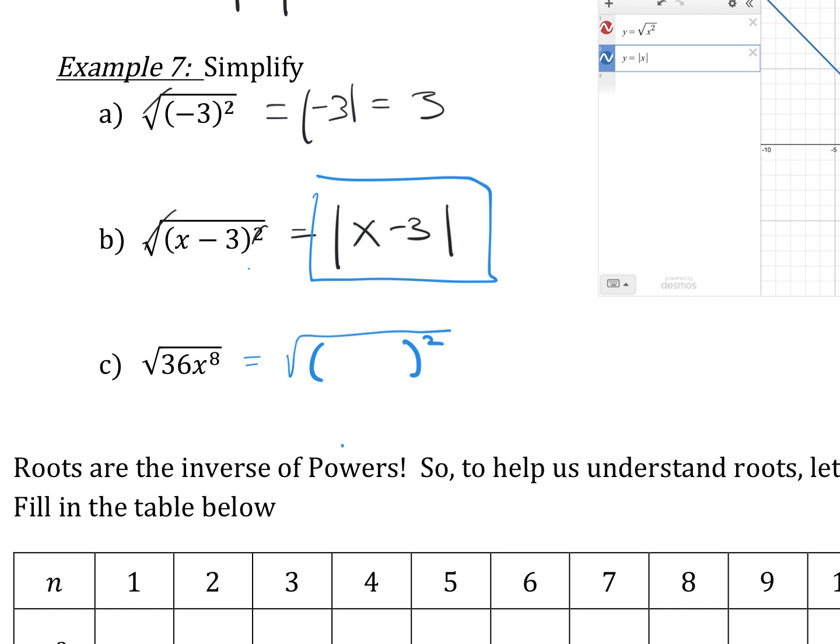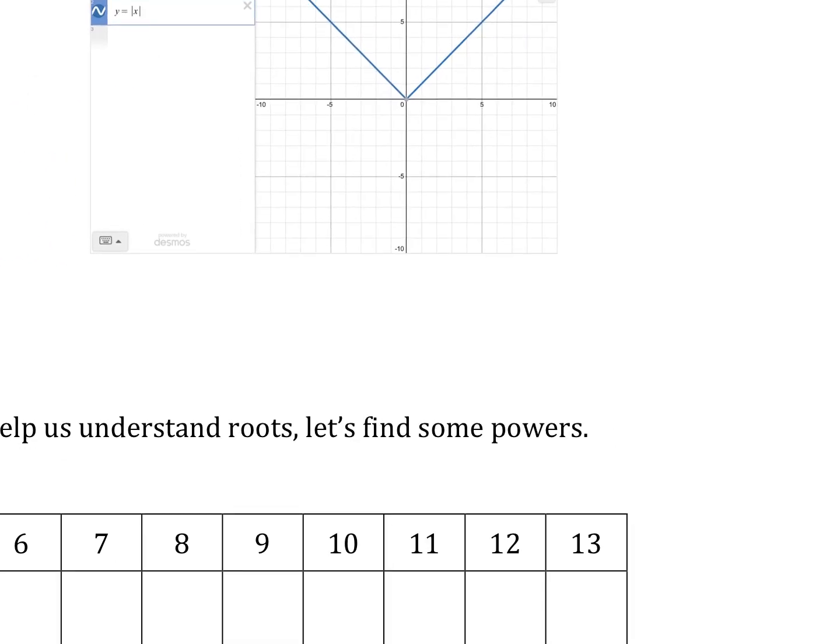Well, what number can we square to make 36? Well, that's pretty easy. That's 6. 6 squared is 36. We can rewrite 36 as 6 squared. Well, what about this x to the 8th? All right, we got to explore a little bit here.